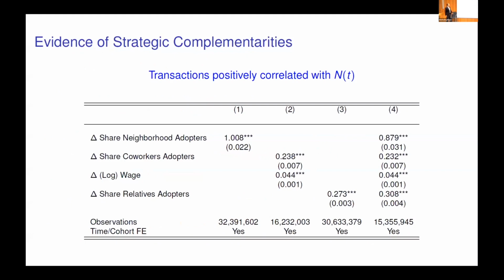Lastly, strategic complementarities. To show you strategic complementarities, I want to know that if people in your network start using the app more or adopt the app, you transact more, or are more likely to adopt.